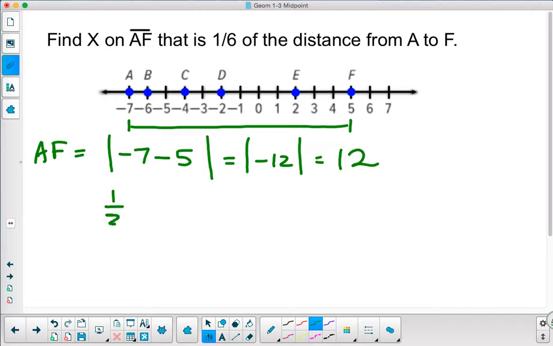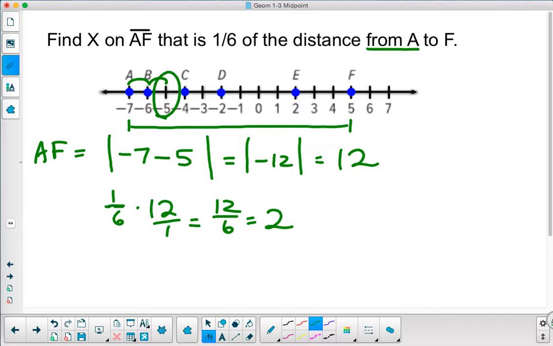So 1/6 of 12 is 2. So 2 units from A to AF. So from A, 1, 2, right there is the location. So X is going to be at -5. Find X so that it's 1/6 the distance.